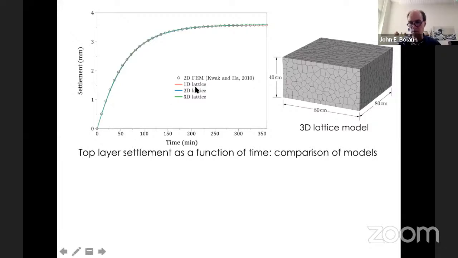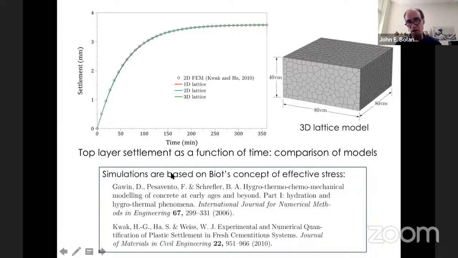And so this can be modeled in different ways. We're modeling this phenomenon based on Biot's effective stress concept, as described in these 2 publications. And so we're able to, this is no fibers yet, the concrete by itself will settle over time. And so the rate of settlement is high in the beginning, and then as time goes on, the rate of settlement decreases until you reach some plateau. And so whether our lattice is 1-dimensional, 2-dimensional, 3-dimensional, it compares nicely with finite element results.